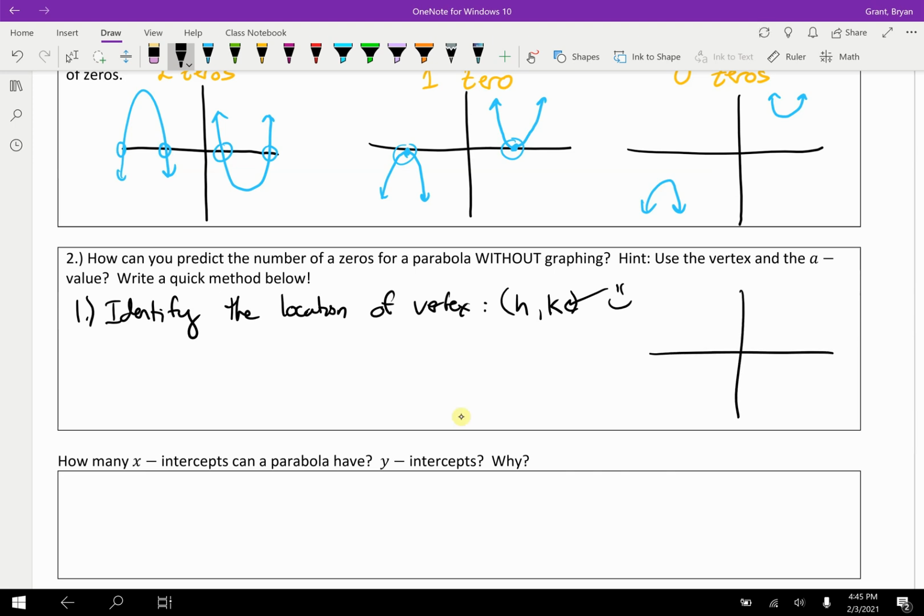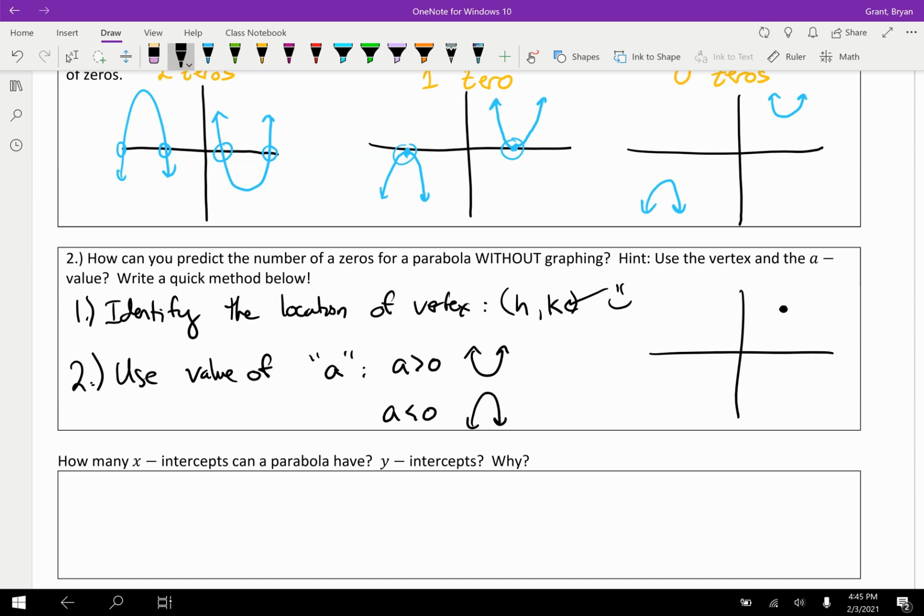Once you've figured out where the vertex is, let's say the vertex is up here, you might be tempted to say, oh, that's a parabola that has no zeros because it won't cross the x-axis. But what if the parabola went in a downward direction? Now it has 2 zeros. So what's the other thing we need to look at once we've determined the location of the vertex? Well, the second thing we need to look at is the value of A. Because A controls, if A is greater than 0, if A is positive, your parabola goes up. But if A is negative, your parabola goes down.